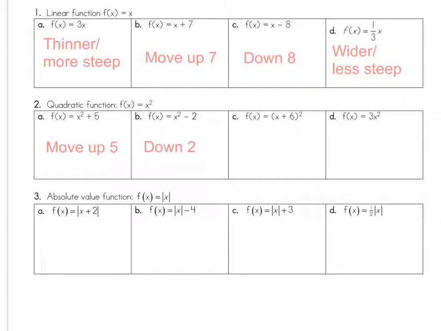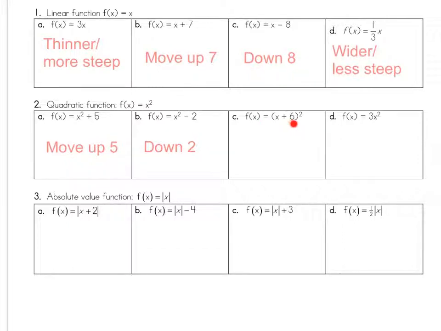Part C, this one's different. It looks like we have the plus 6 attached to this x. It's almost like the x now has a little partner, a plus 6, and all of that is being squared. So if you remember, this is inside the parentheses, so it's either going to move the function not up or down anymore, but left or right.